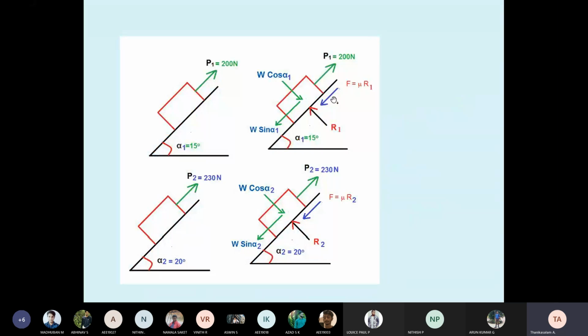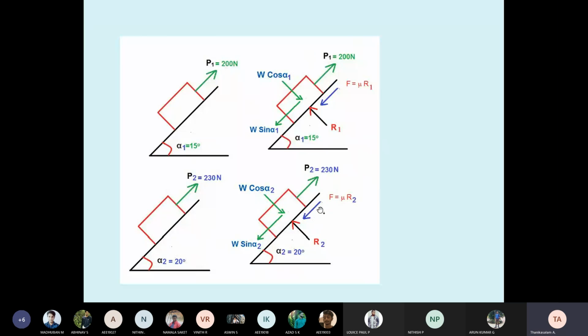So now I draw the free body diagram. See case 1. I told you, any block inclined, you have to convert the weight W into W cos and W sin. This is standard. Here P is upward and the friction is downward. The same body is again moving upward. Here the angle is 20, that's why I changed to alpha 1, alpha 2. Therefore W cos alpha 2, W sin alpha 2. Both conditions mention the body is moving upward.